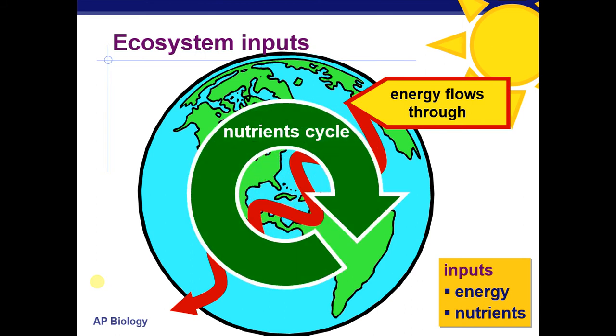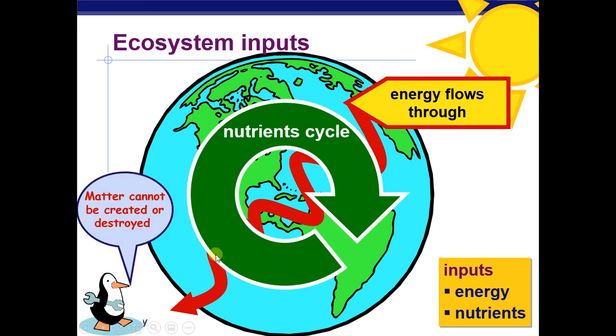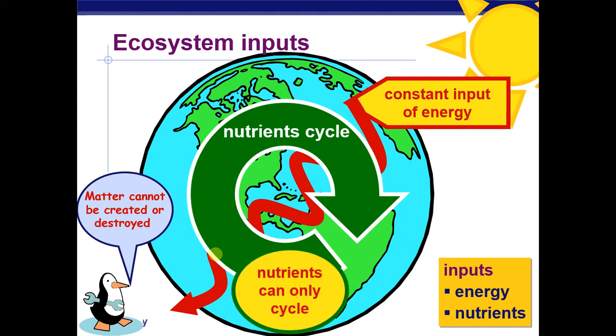And two, nutrients must be put into our ecosystem. And instead of them being delivered by like the sun, they are constantly cycled. Since matter can't be created or destroyed, it can be used. Nutrients can only cycle through our ecosystem. So once they're used up, they're returned to what we'll call the abiotic reservoir, and then eventually come back into our ecosystem.